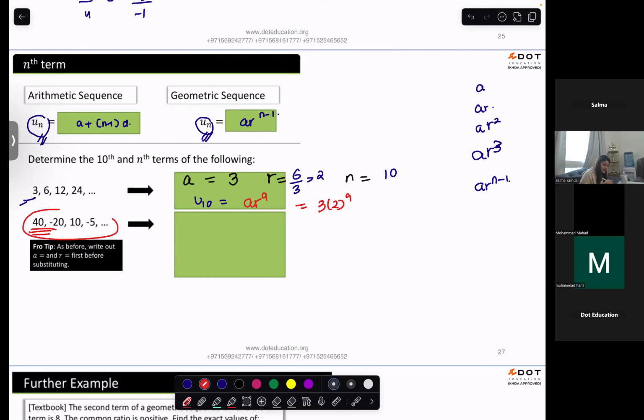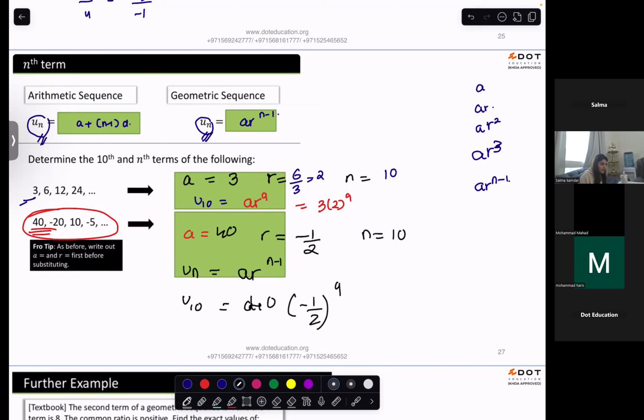First, can you give me what will I write? You will write your A, R, and N. So A is 40, R is minus 1 by 2, and N is 10. Then I would write the formula for the nth term. What is the nth term? A R to the power N minus 1. I'm looking to find the 10th term, so it would be 40 into minus 1 by 2 to the power 9.